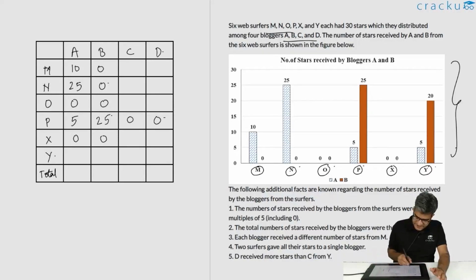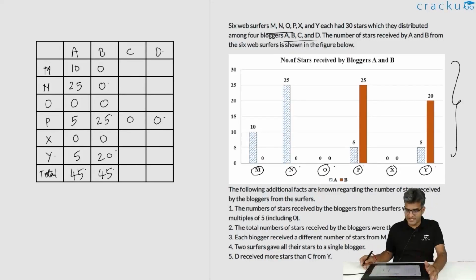Y gave 5 stars to A and 20 stars to B. So 5 stars are remaining, they are given to C and D. So now we know the total stars that A has received, that will be 10 plus 25 plus 5 plus 5, which will be 45. We know the total stars that B has received, that is 25 plus 20, which is again 45.